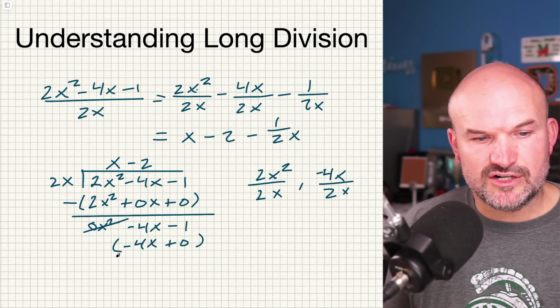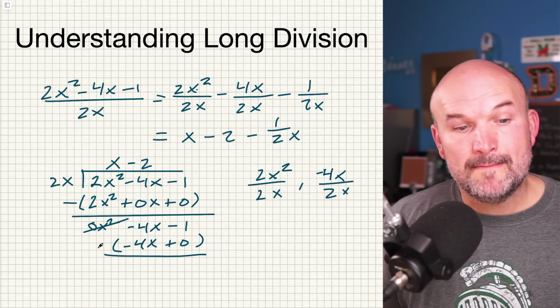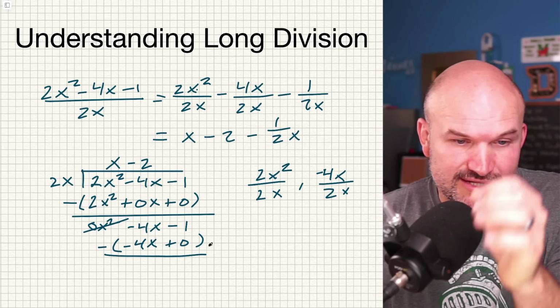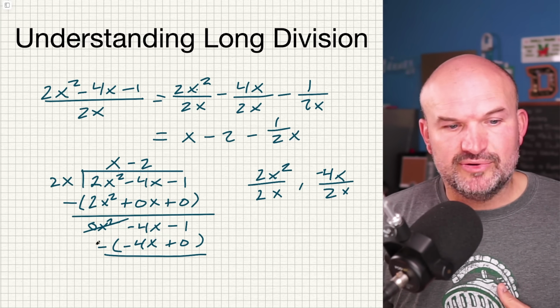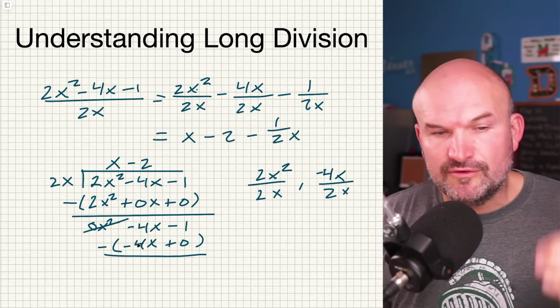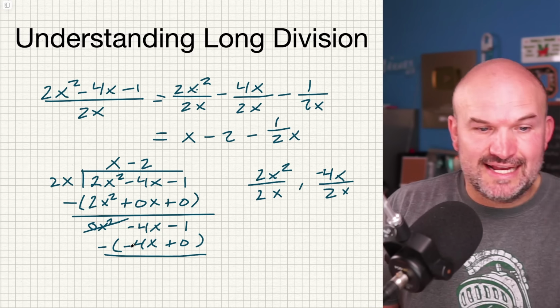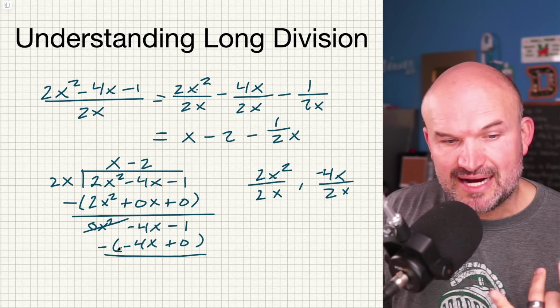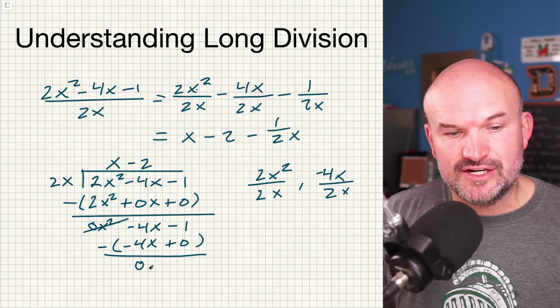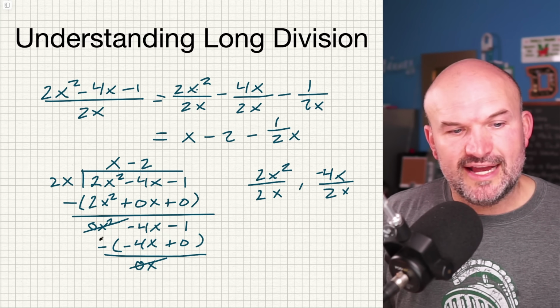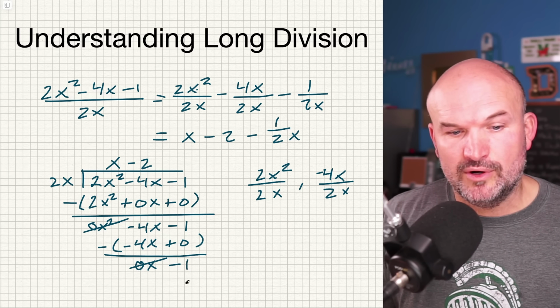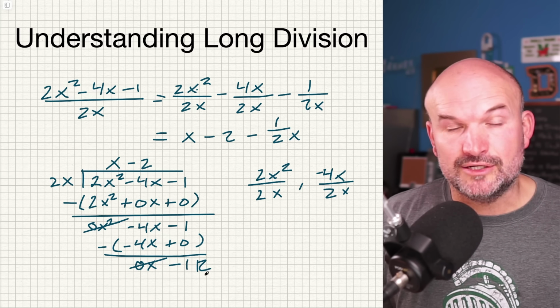We'll put a 0 here as our space value. Negative 4x minus, I always like to put everything in parentheses and then put the negative on the outside because it's not negative 4x minus 4x. That'd be a negative 8x. It's negative 4x minus a negative 4x. Double negative makes that positive. So therefore, that's going to give us a 0x, which we know just goes to 0. Negative 1 minus 0 is just negative 1. Now, this is what we call our remainder.